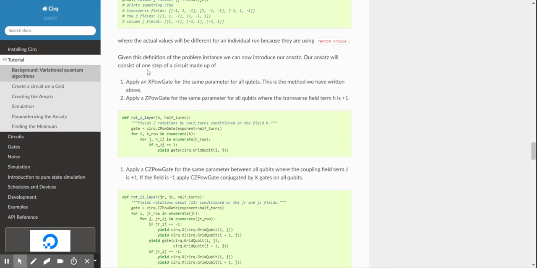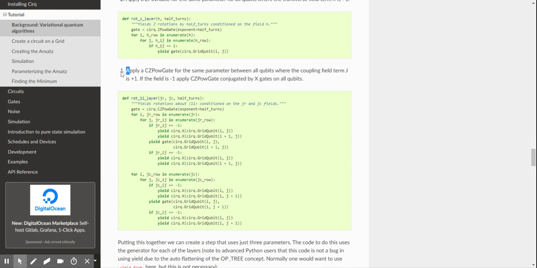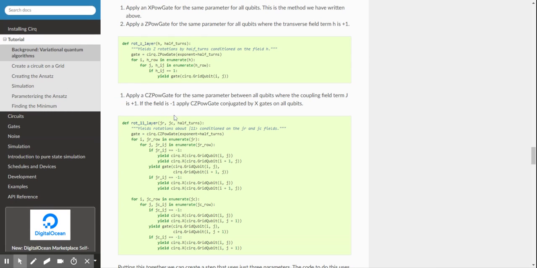Because apply a controlled should be 3. Yeah. Apply a controlled Z rotation for the same parameter between all qubits where the coupling field term J is +1. If the field is -1, apply a control Z power gate conjugated by the X gates on all the qubits.